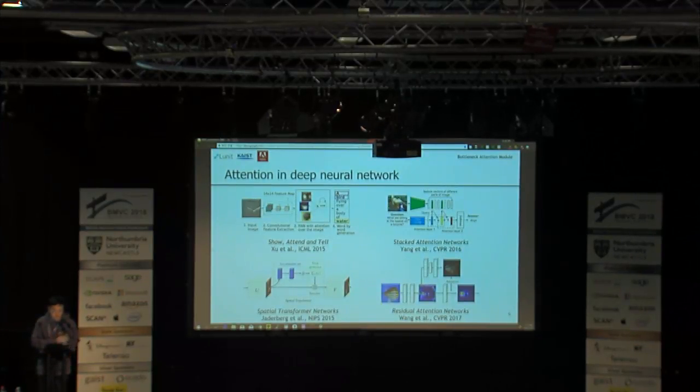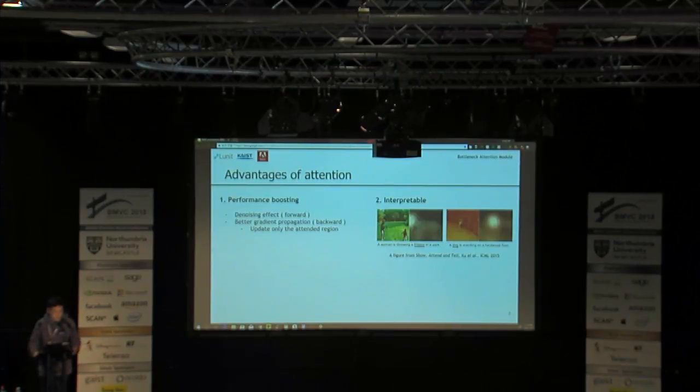Attention mechanisms are used in various areas. A famous example would be the Show, Attend and Tell paper. The authors used an attention mechanism to extract features for caption generation. Attention is also widely used in VQA, and sometimes it's used for general classification tasks. So why is attention used in those areas? We thought there are two reasons to use attention. The first one is performance boosting, and there are two parts to the performance boosting. The first part is the forward denoising effect.